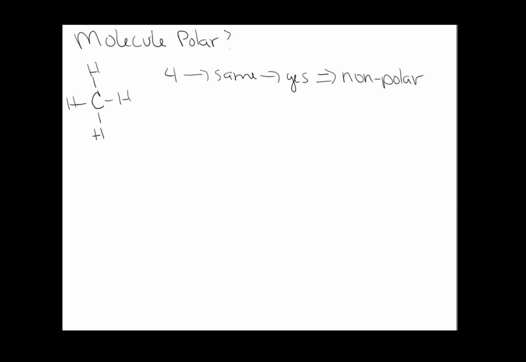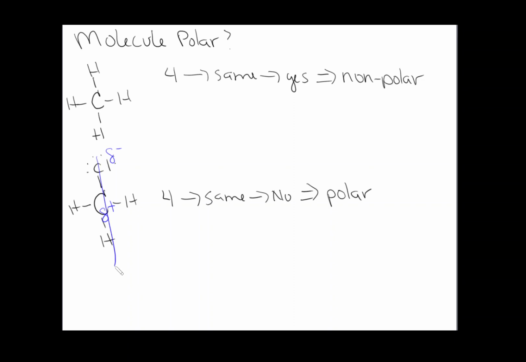Let's try this one. How many things are around it? 4. Are they all the same? No. Therefore, it's polar. Why? Because we can now put our net dipole, this one's more electronegative, this side is going to be more electropositive, or we could draw an arrow kind of like this. There's an overall net dipole. Huh, is it really that simple? Yes, it is.